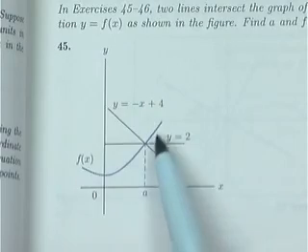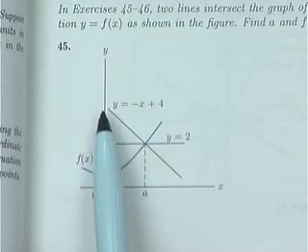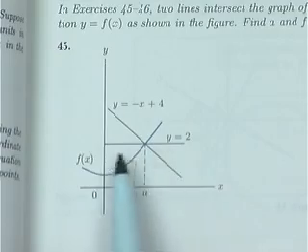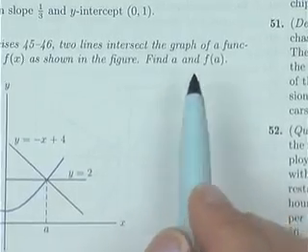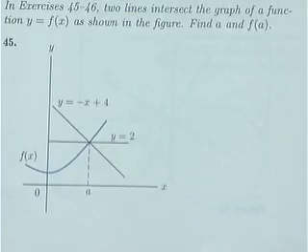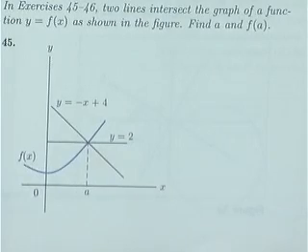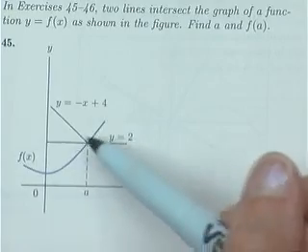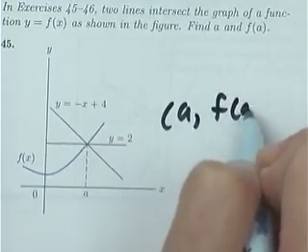The blue is the function f of x. We have two lines intersecting that function. One line is y equals minus x plus 4, and the other one is y equals 2. The question is asking me to find a, f of a. And what is that relative to my graph here? Yes, the intersection of the curve and the two lines, right? So I'm looking for a, f of a.